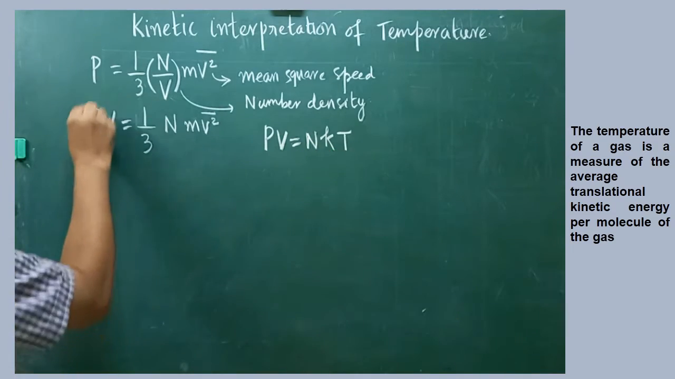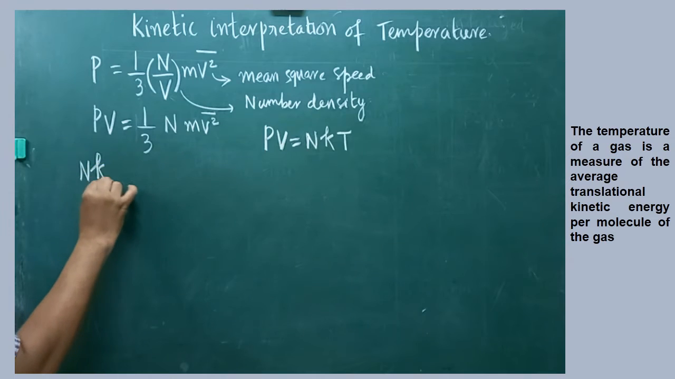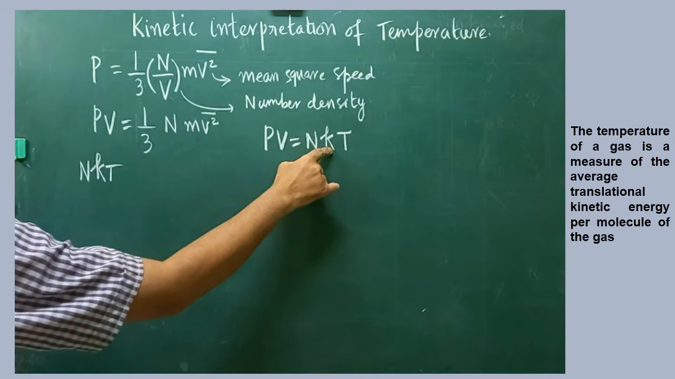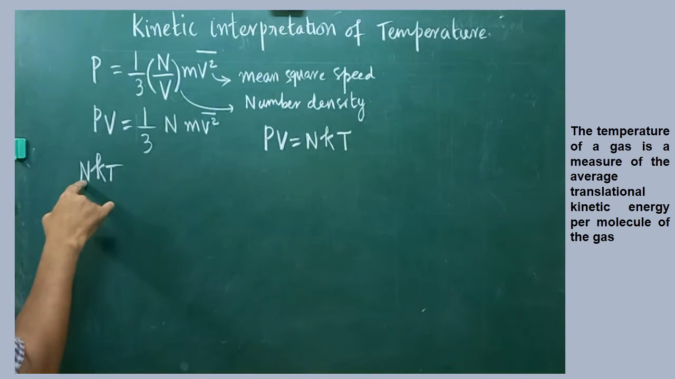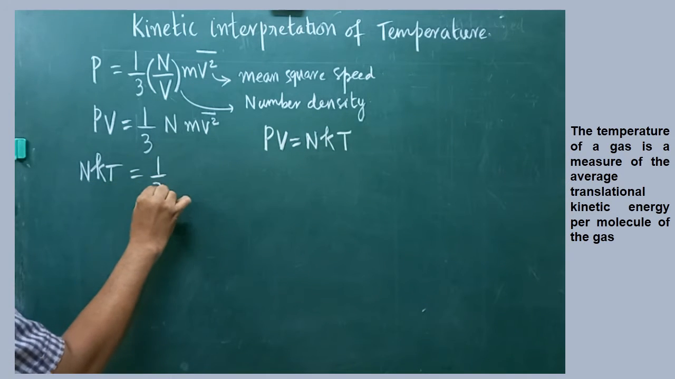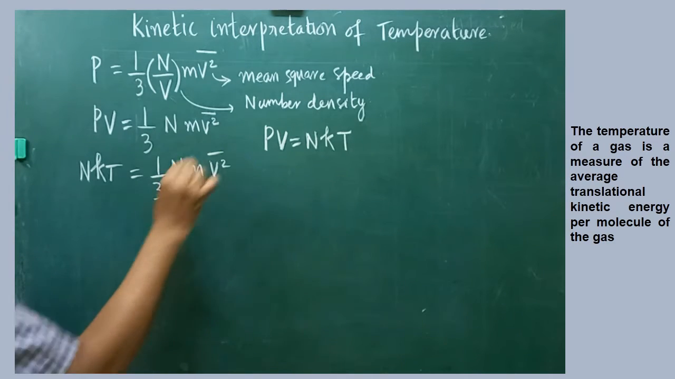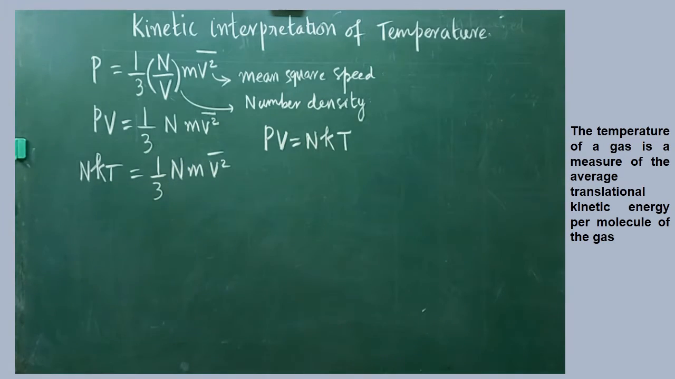In this equation, PV is equal to NkT, this PV can be replaced by NkT. So NkT, you know what k is? k is called Boltzmann's constant. In NkT, T is nothing but absolute temperature. So 1 by 3 N m v square bar. Appropriate notations must be written, only then there won't be any error.